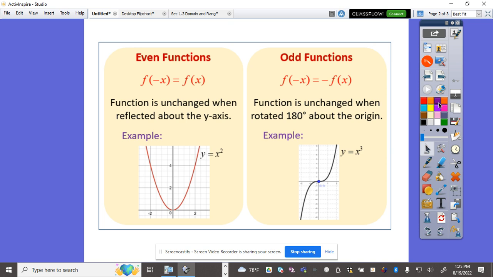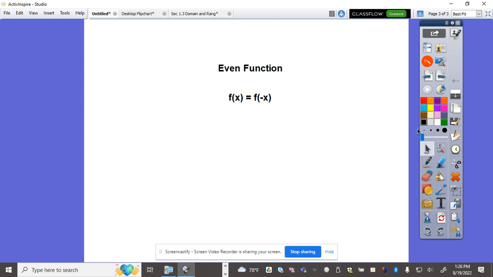Now an odd function is when f of negative x is equal to negative f of x. The function is unchanged when rotated 180 degrees about the origin. So it has to be symmetrical with the origin, like this graph here, y equals x cubed. So let's go in depth on even functions. Again, an even function is f of x equal to f of negative x.